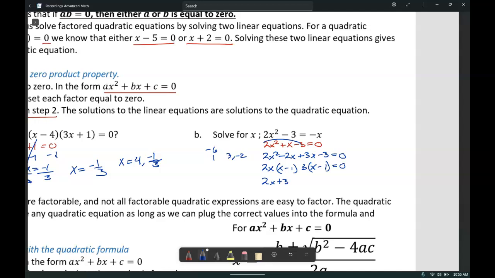Our two factors are 2x plus 3 and x minus 1. Set both equal to 0. x equals negative 3/2 and x equals 1. Those are our two solutions for x.